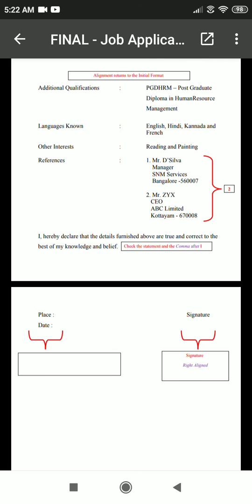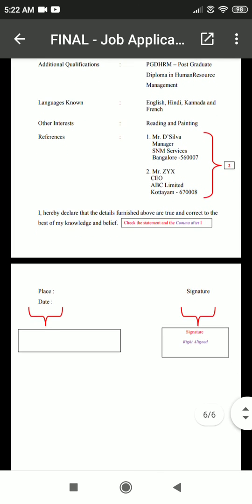Looking at your other interests, reading, painting, watching movies, you can even mention that. That's not an issue. And then the reference. I've mentioned here Mr. D Silva, manager, S&M Services, Bangalore 56002 or 56007, and then Mr. ZYX, CEO, ABC Limited, Kottayam 670008.